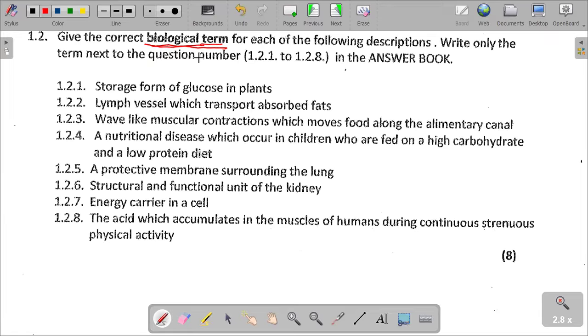Storage form of glucose in plants, what is it called? It is called starch. The lymph vessel which transports absorbed fats, what is it called? You know very well, it is called the lacteal.